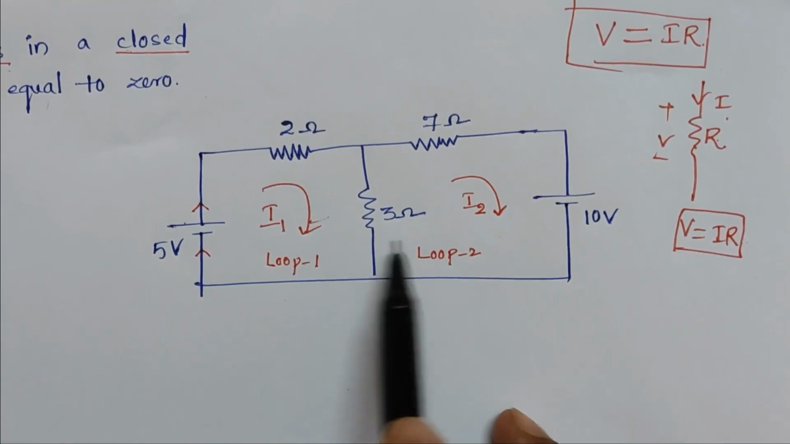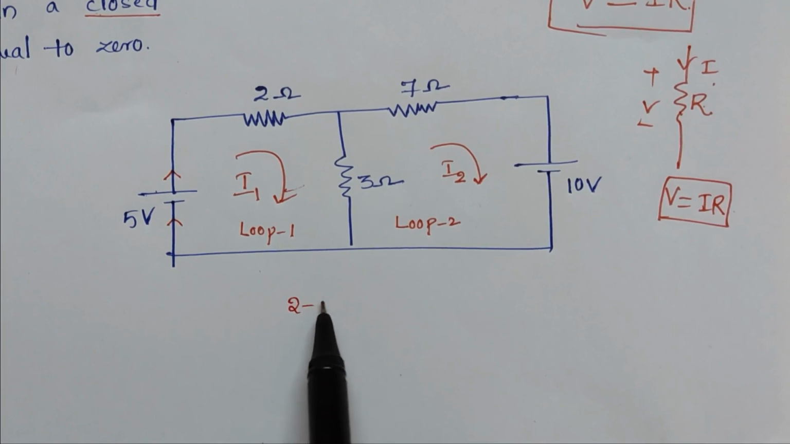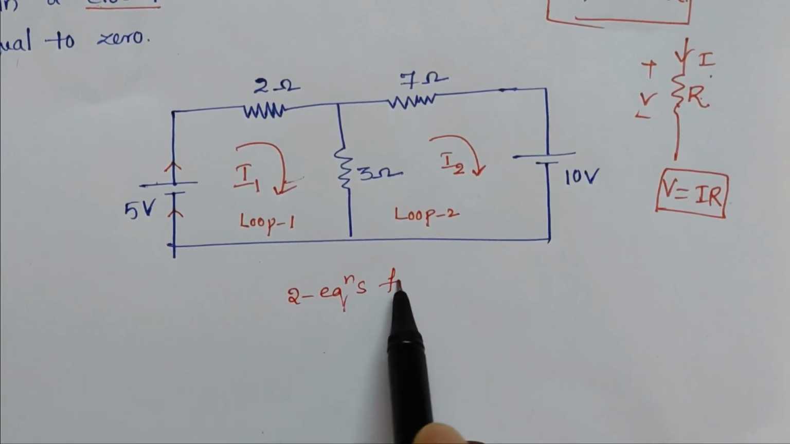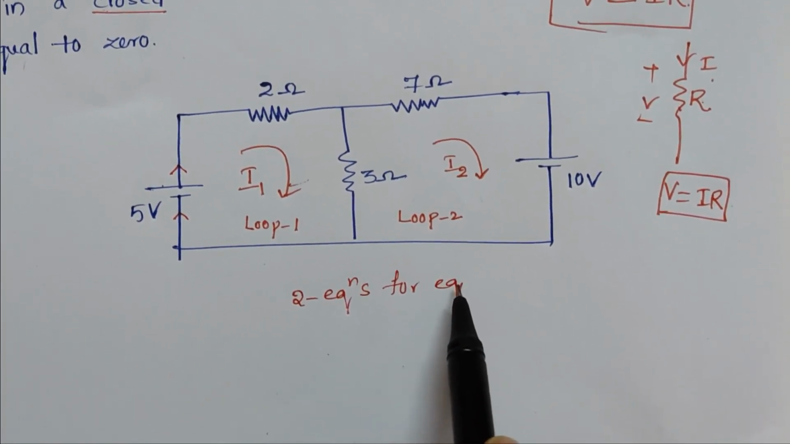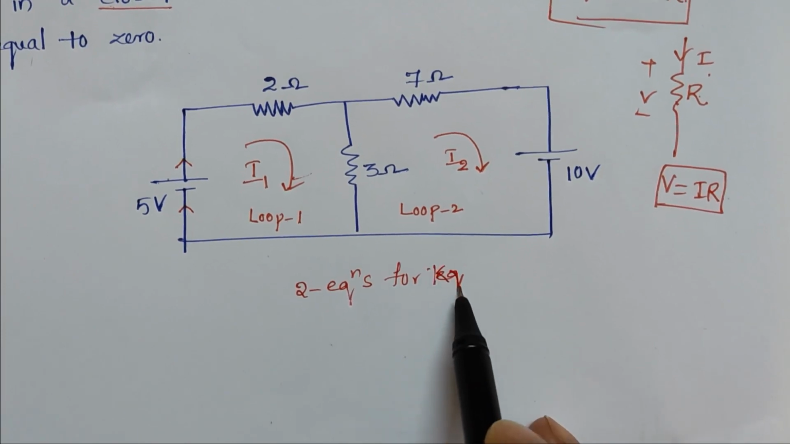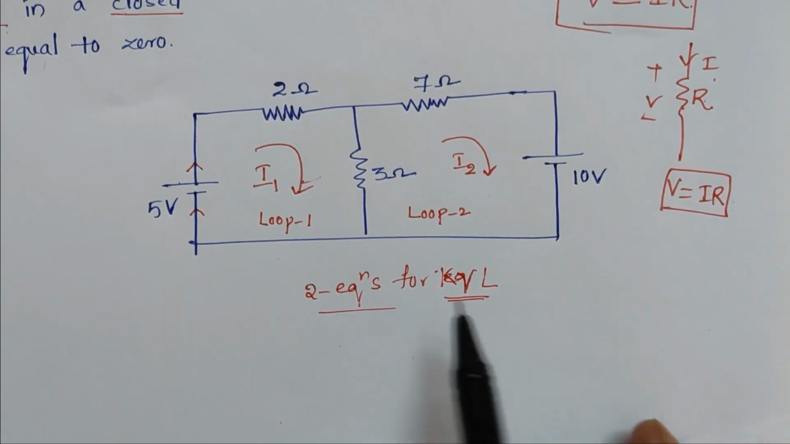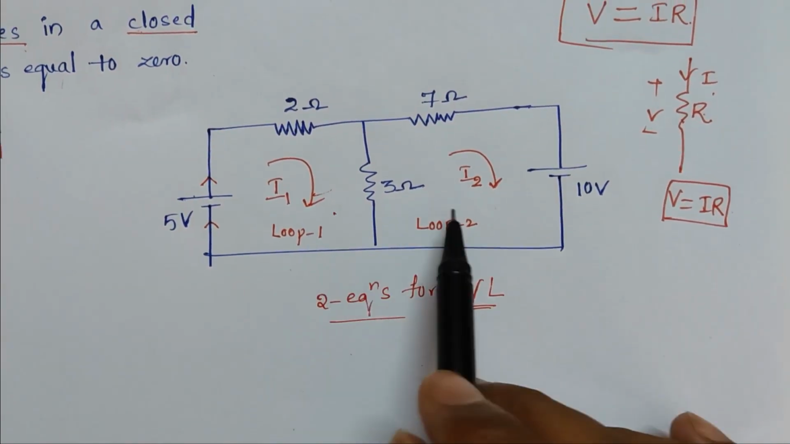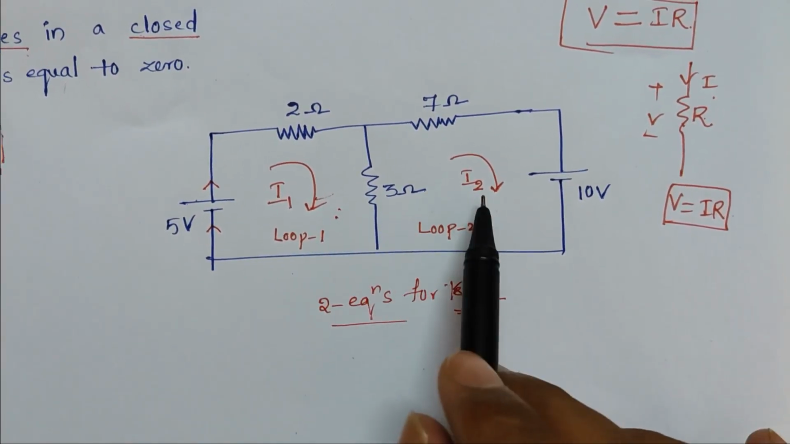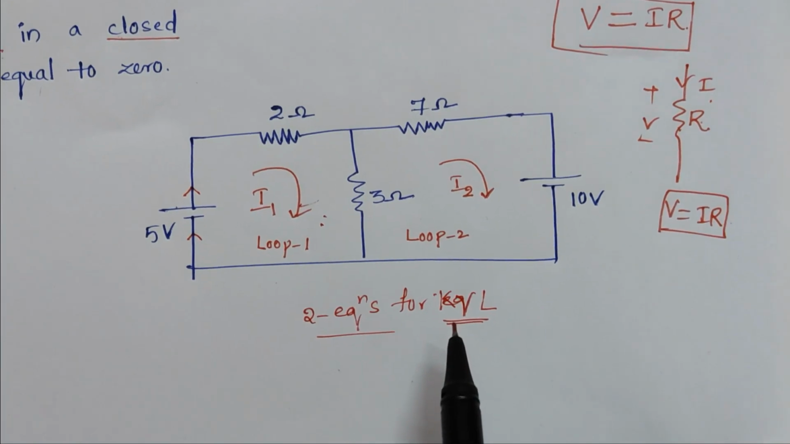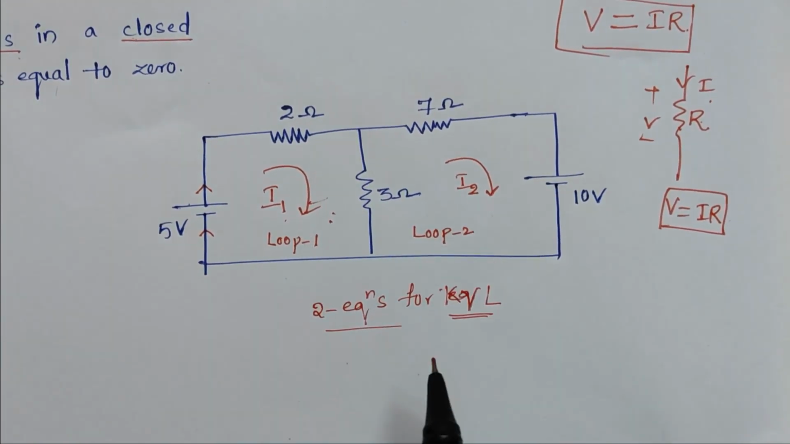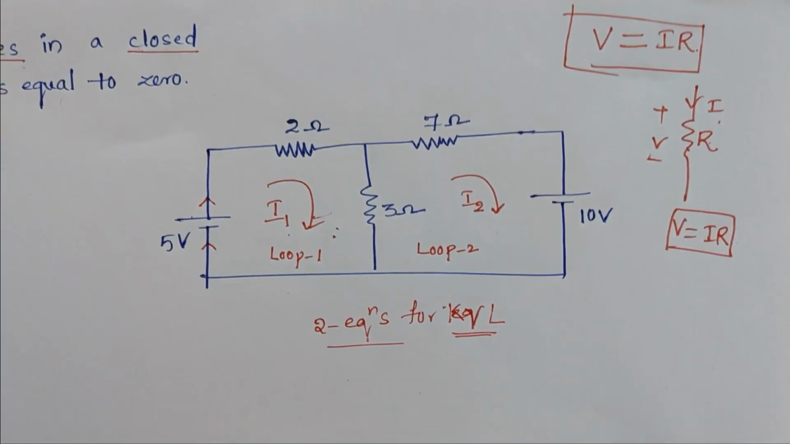Here we are having two loops, so we will be having two equations for KVL. The number of equations will be equal to the number of loops. So we will have equation number 1 and equation number 2, and using those expressions we can find currents I1 and I2. Now let us start applying KVL.